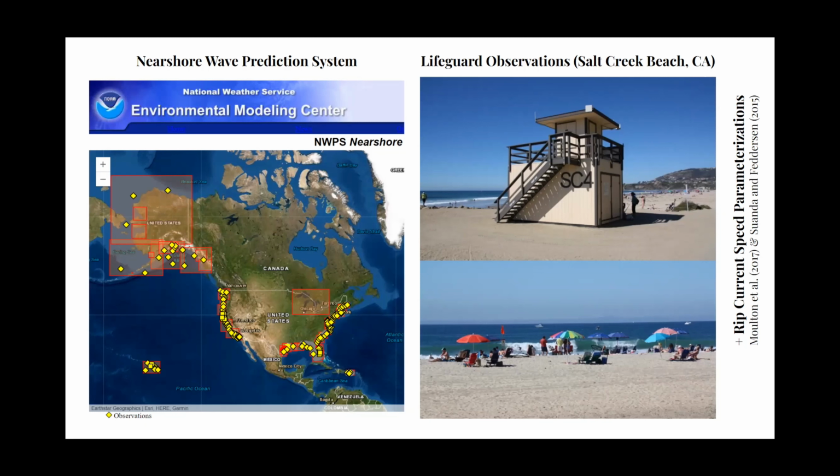With this project, I sought to evaluate when and why the NWS may underpredict rip current hazards by comparing their data with lifeguard observations of transient and bathymetric rip currents at Salt Creek Beach. I also used rip current parameterizations from two papers to represent the rip current speeds one could expect to see based on changes in the region's environmental conditions.